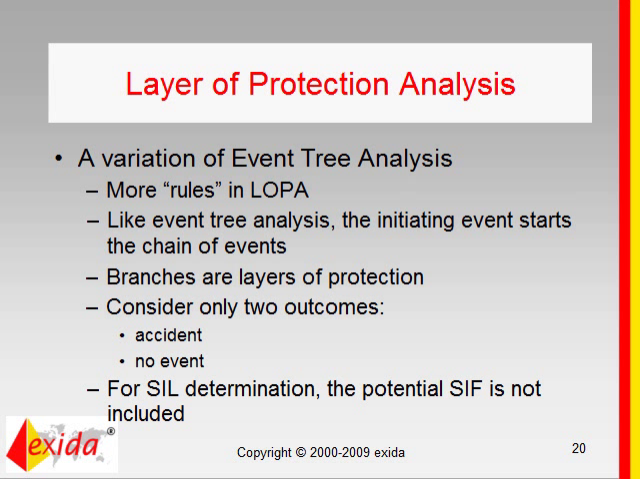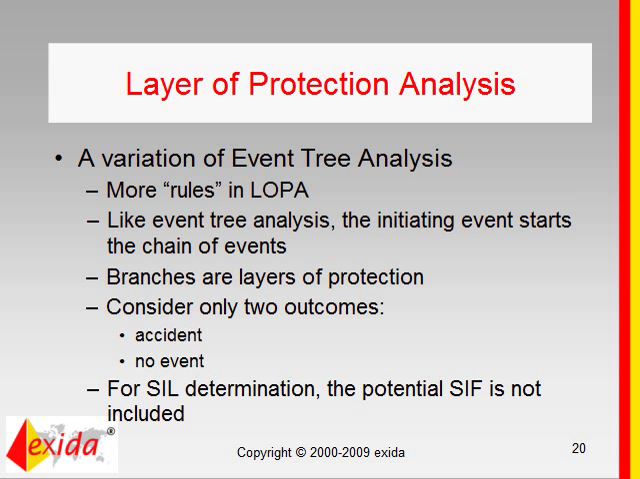So the layer of protection analysis is a variation of event tree. There are more rules. We will be talking about those rules in just a bit. We are only considering two outcomes. We either have an accident or not. So the protection layer is successful or it's not successful. If it is successful, the outcome is not going to happen. The math that is associated with the layer of protection analysis is very simple multiplication math.